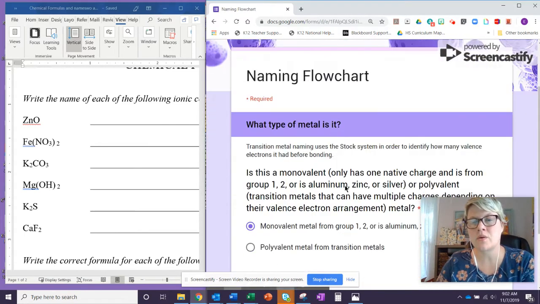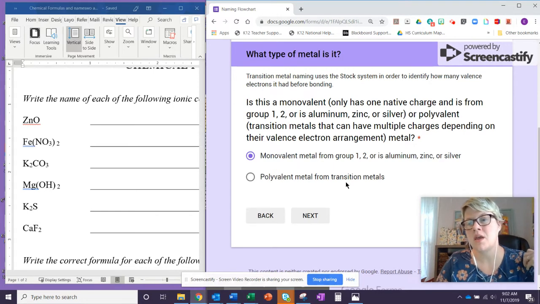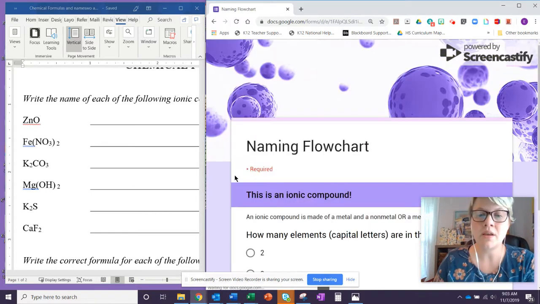Okay. And then the next question is asking you what type of metal is it? The monovalent and polyvalent, it's just the words that your curriculum used for this. So is it monovalent? Does it have a native charge? Is it one of the main group metals, or is it aluminum, zinc, or silver? Those are the three exceptions, okay? Or is it polyvalent, a transition metal that can have multiple charges? Looking at this one, it is zinc, so we pick monovalent. Okay, next.